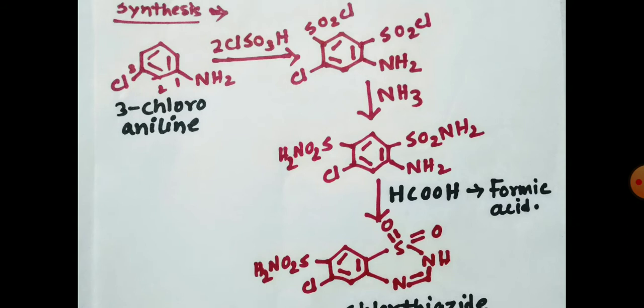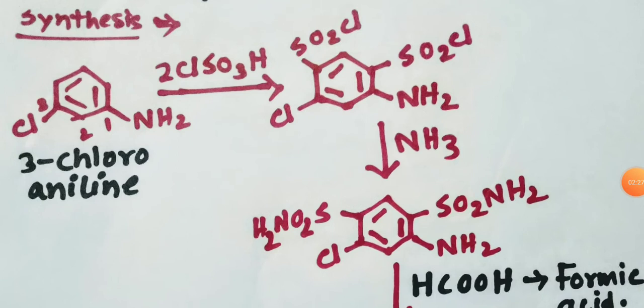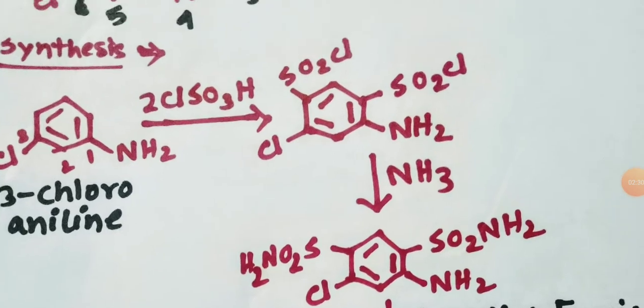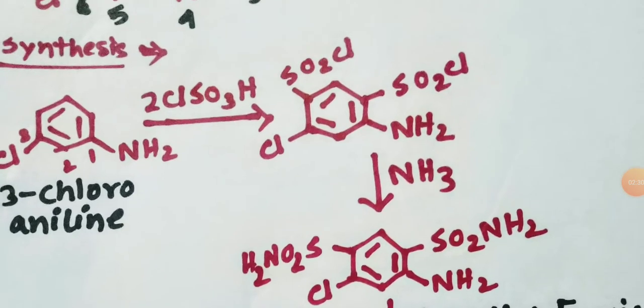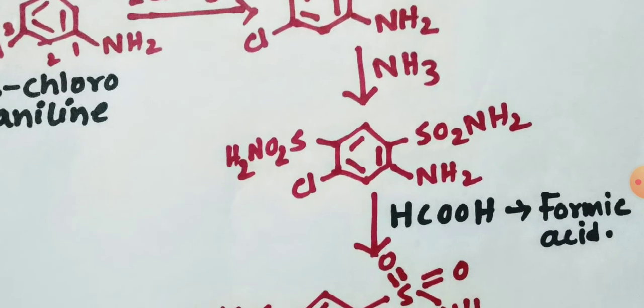When 3-chloroaniline reacts with ClSO3H, which is known as chlorosulfonic acid. Here two molecules of chlorosulfonic acid react with 3-chloroaniline. Then it forms this intermediate compound, and this intermediate compound reacts with ammonia and forms another intermediate compound.